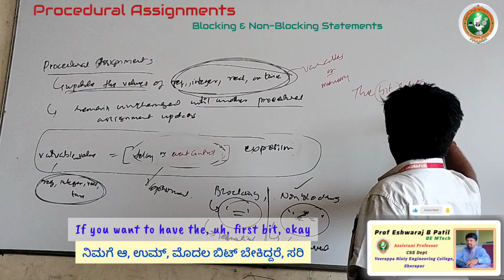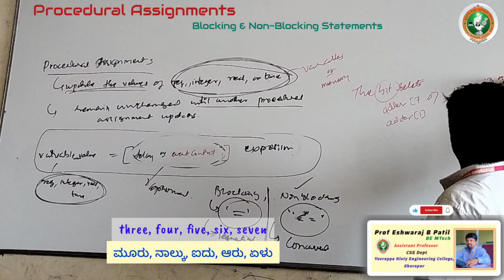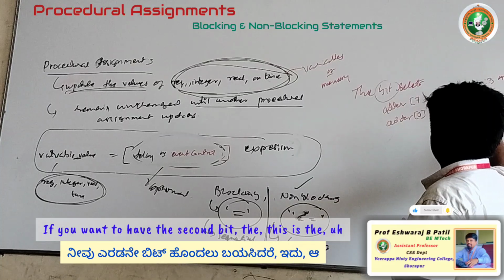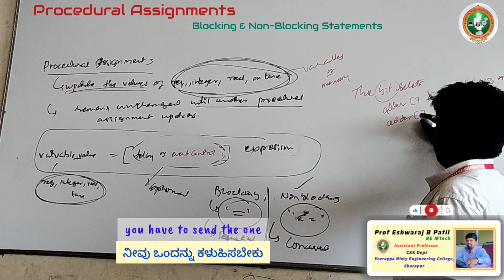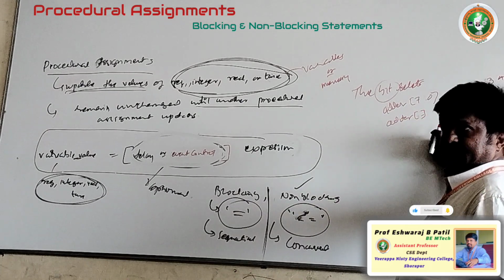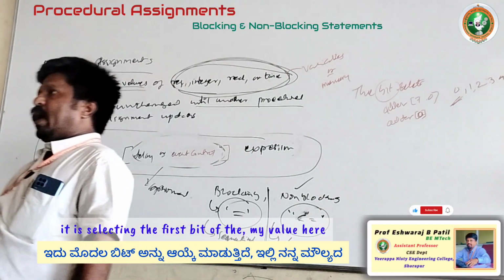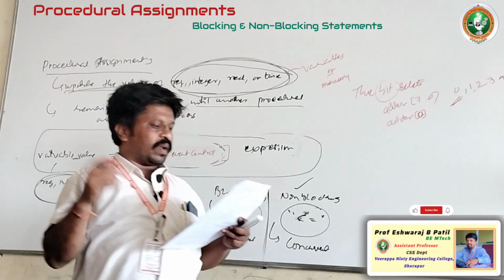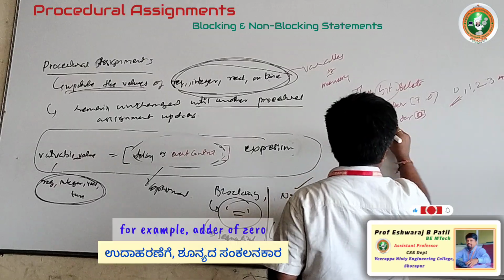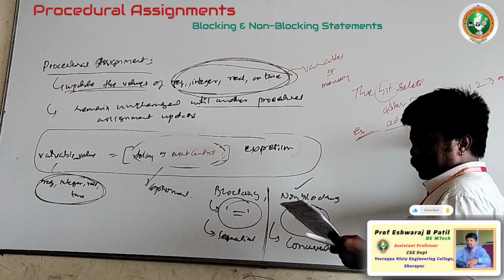If you want the first bit of 0, 1, 2, 3, 4, 5, 6, 7, then you send 0. If you want the second bit, you send 1. If you want the third bit, you send 2. It means if I send 0, it is selecting the first bit of my value. This is the bit select of these variables. For example, adder of 0.